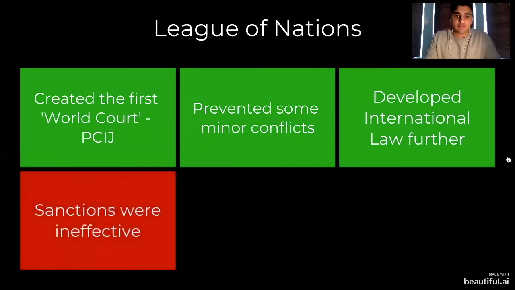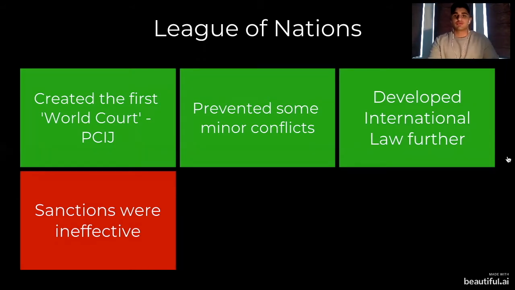So, for example, sanctions. Normally when states break international law, the best way to punish them is actually not to declare war on them. It's to hit them with sanctions: economic sanctions, political sanctions, military sanctions. And today that's quite an effective remedy. But during 1910 or 1920, the sanctions that the League of Nations would impose were very, very ineffective, right?